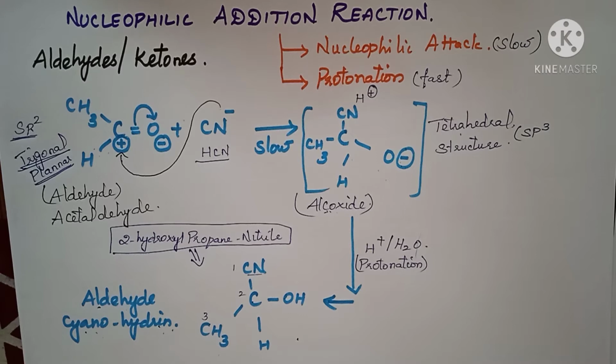The second point, this reaction occurs very slowly with pure HCN. So HCN is added in the presence of a base, generating CN minus ion. So then only you will get the stronger nucleophile, which is ready to attack the positive charge of carbon. Okay, next one.